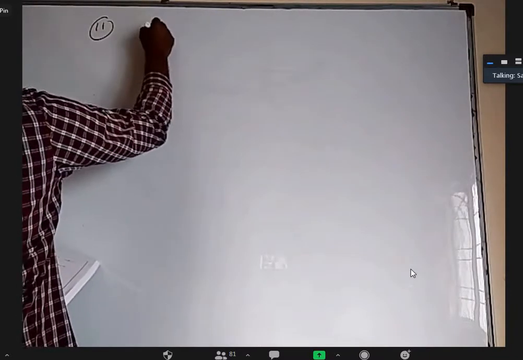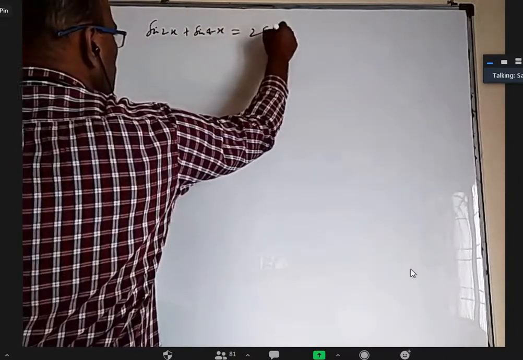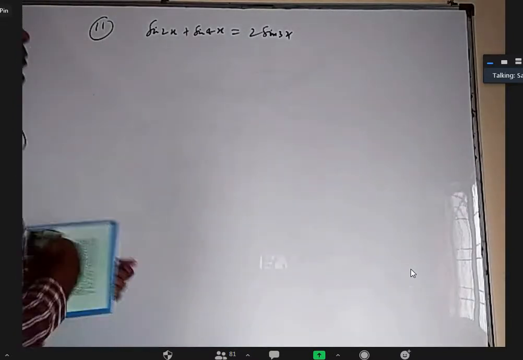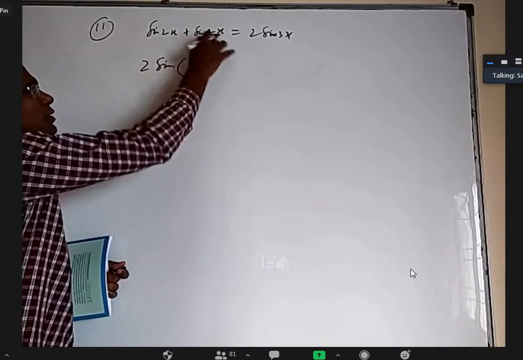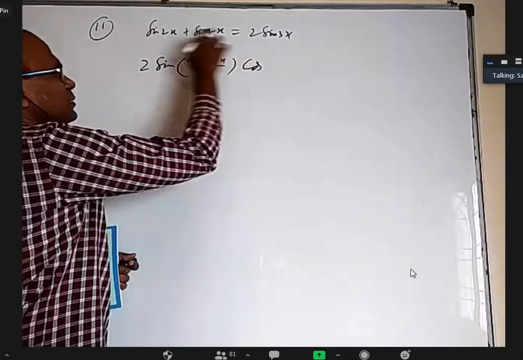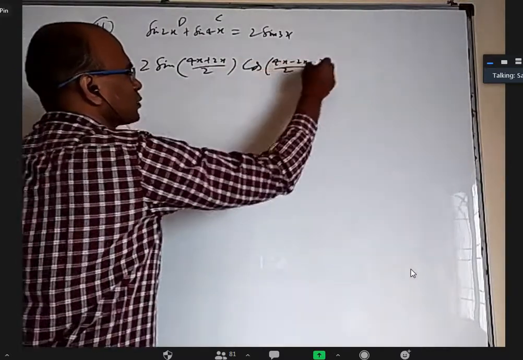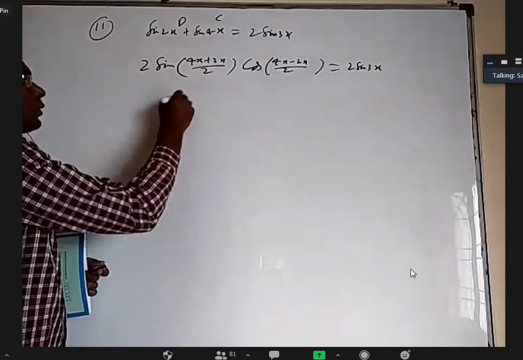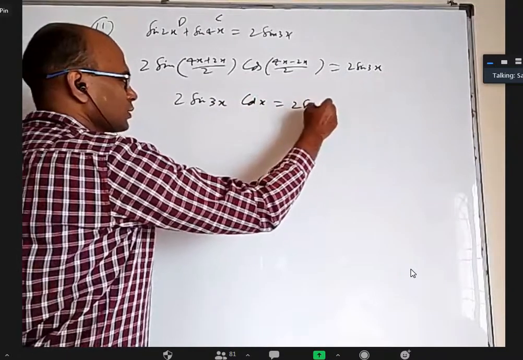Okay, 11: sin 2x plus sin 4x is equal to 2 sin 3x. Transformation: sin c plus sin d is 2 sin (c plus d) by 2 into cos (c minus d) by 2. I have to take 4x as c and 2x as d. So (4x plus 2x) by 2, and (4x minus 2x) by 2, is equal to 2 sin 3x. So I'll get 2 sin 3x cos x is equal to 2 sin 3x.